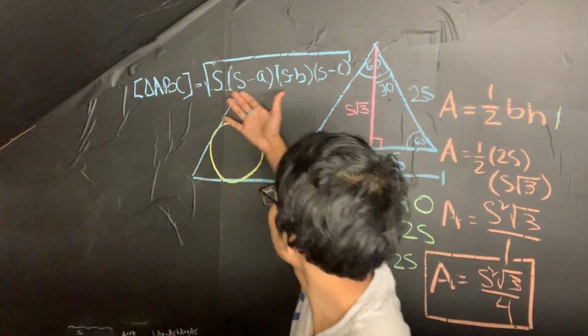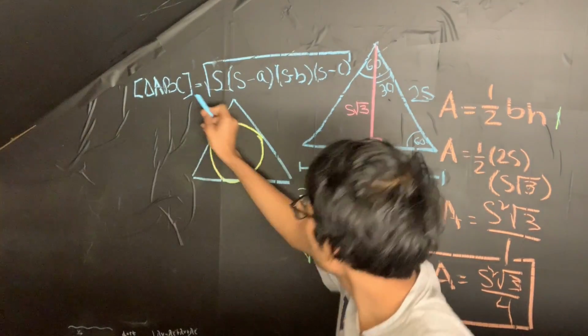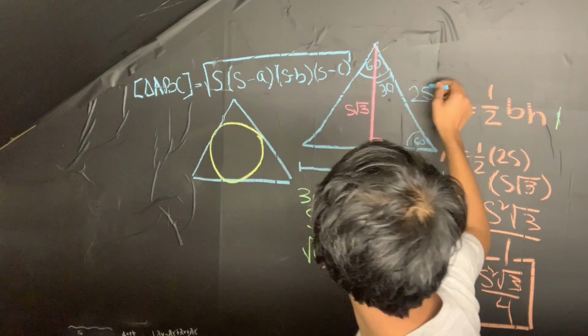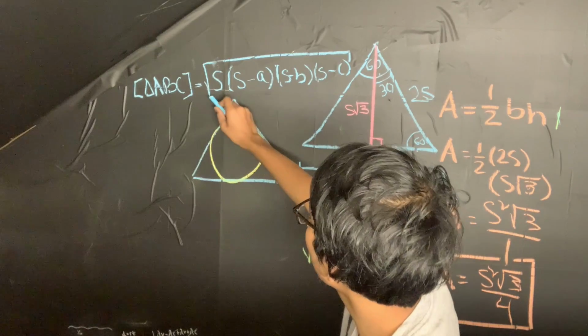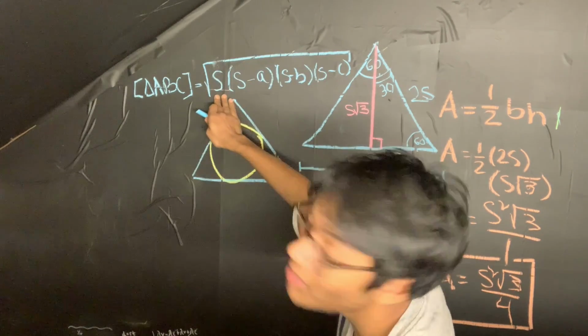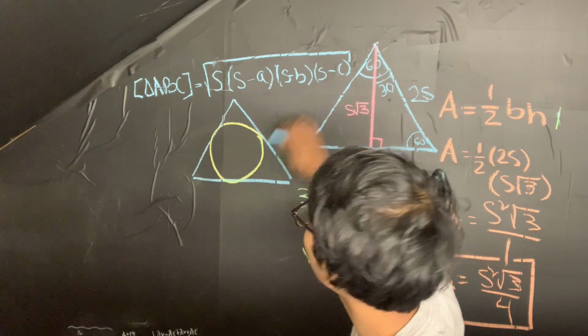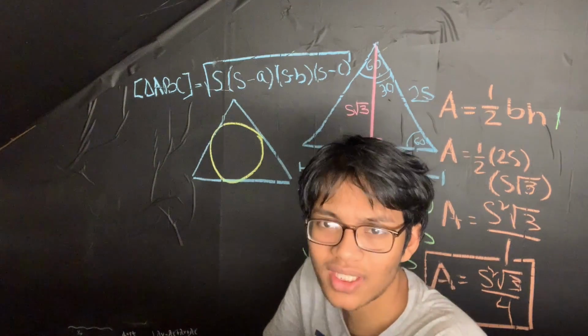Today we're proving Heron's formula, which is right here. So Heron's formula tells us the area of a triangle ABC, given side lengths of A, B, and C, is given by the square root of the product of the semi-perimeter with the difference of the semi-perimeter on the first side, second side, and third side. So how do we go about proving this formula?